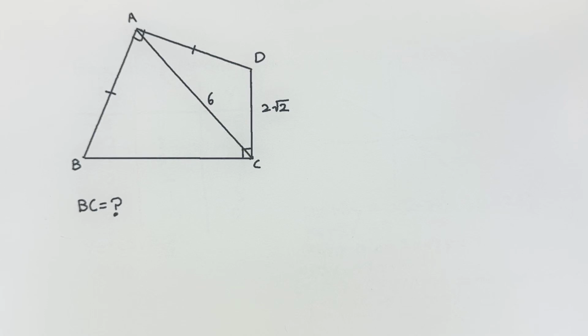In this problem, we are given that AB equals AD, CD equals 2 square root 2, AC equals 6, and angle BAD equals angle BCD equals 90 degrees. What is the length of BC?